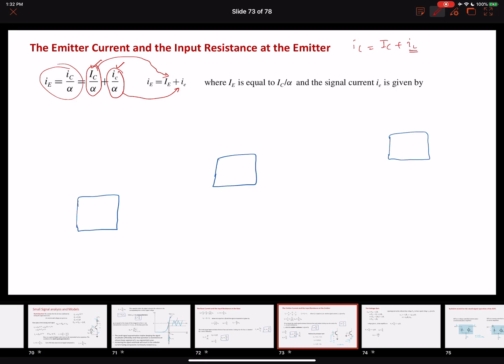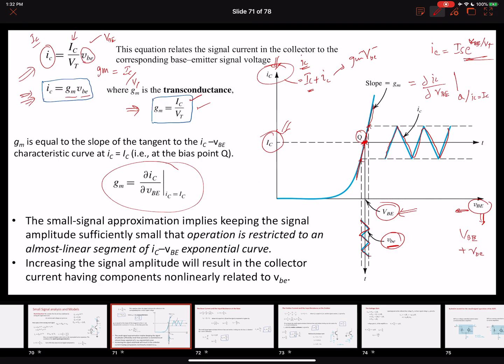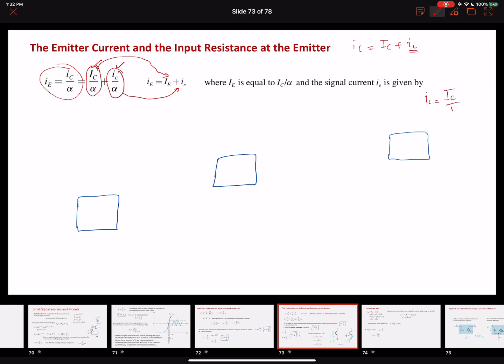Right, so now we know that our small i_c is equal to i_C over v_T into v_be. Okay, so the small value of the emitter current, or the signal component of the emitter current, will come out to be 1 over alpha, i_C over v_T, into the base to emitter AC component.